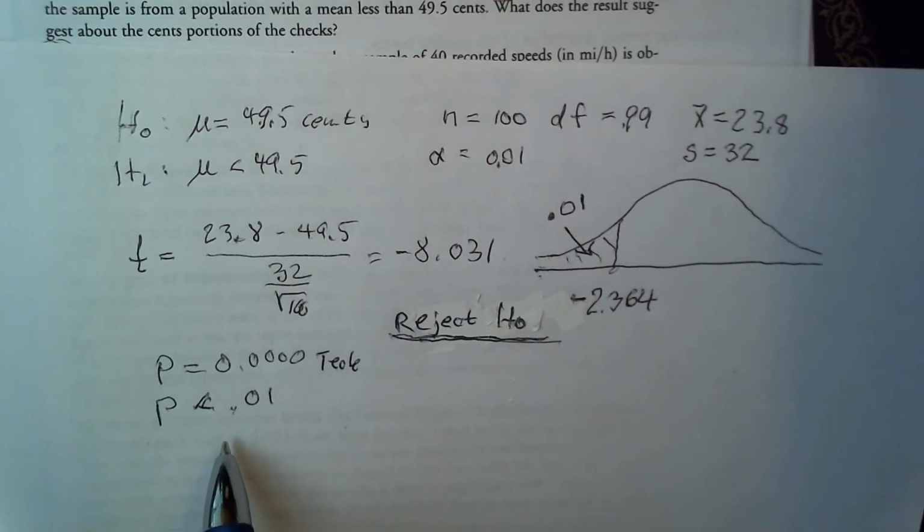And so we can make the statement to say that there is sufficient evidence to support the claim that the mean is less than 49.5 cents. And what this suggests is that the cents portion of the check amounts are such that the values from 0 cents to 99 cents are not equally likely.